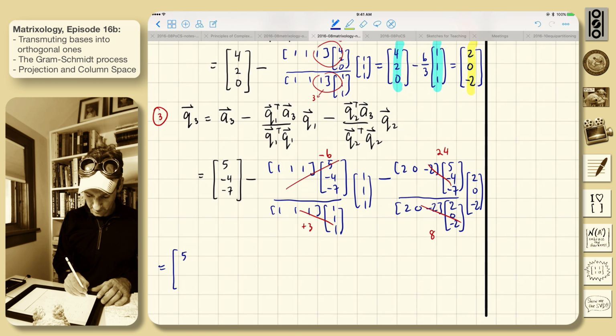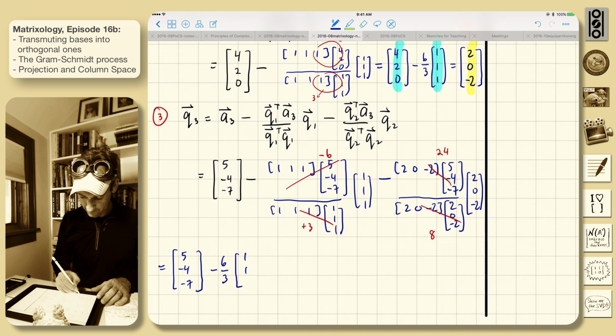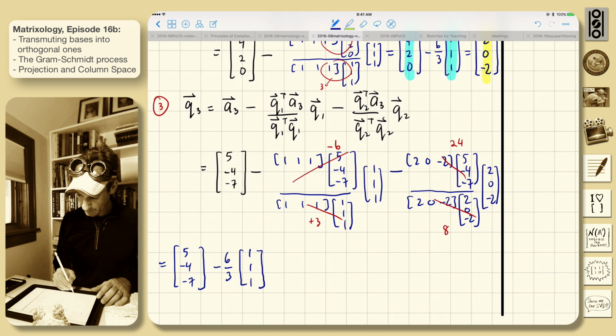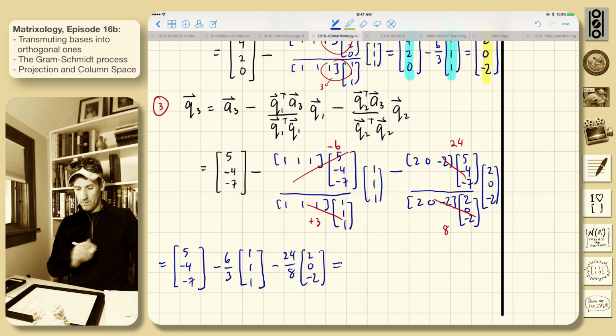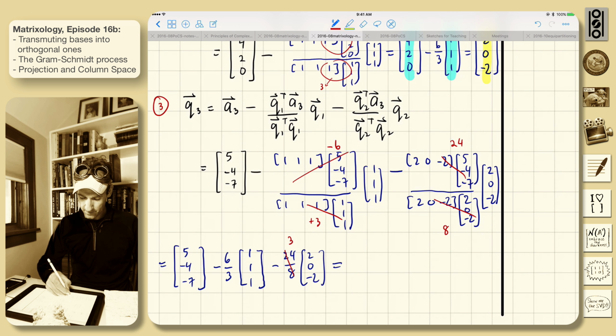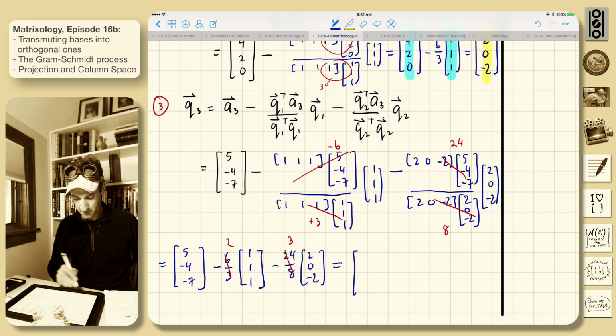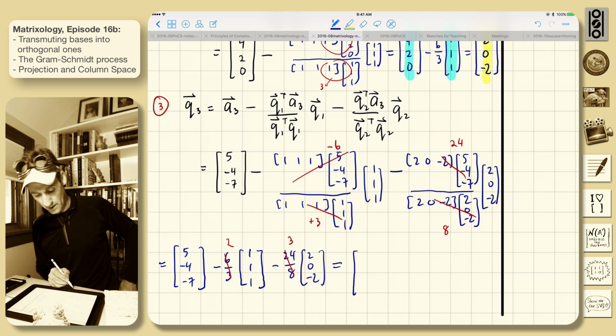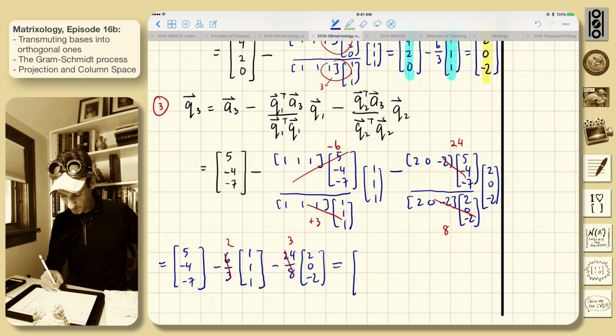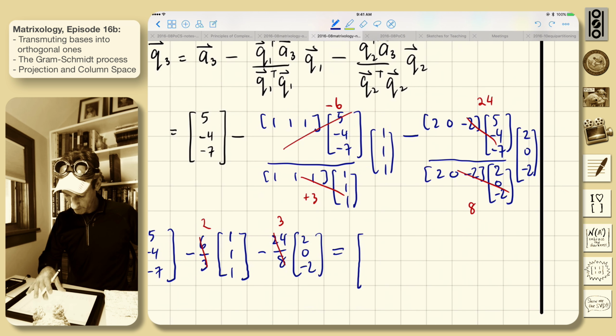Without jumping too much, 5 minus 4 minus 7, right? So there's a minus 6 over 3 times 1, 1, 1. And then minus 24 over 8 times 2, 0, minus 2. Of course, these are simple things. This is a 3 and this is a 2. So if we go through and combine everything properly, we've got a 5 minus 2 minus 6. I believe that's right. So we've got a minus 3. Something went wrong there. That's a minus 3.